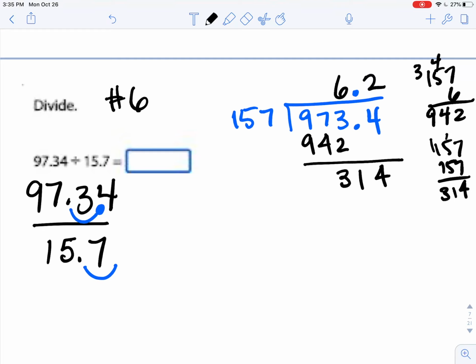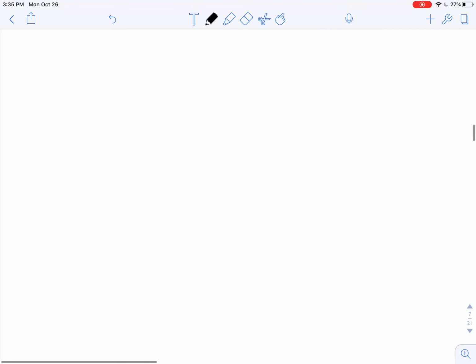So 2 minus 314 is 0. So let's check. 97.34 divided by 15.7 equals 6.2. Okay, number 7.